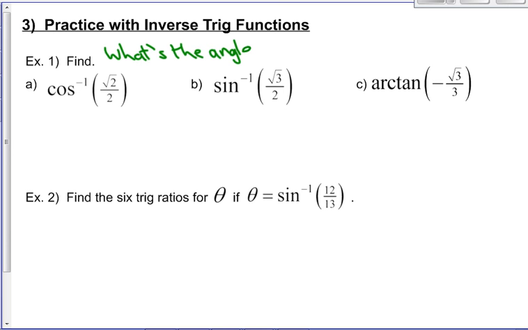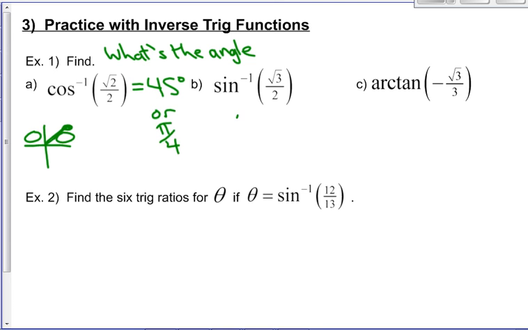So what is that angle with the cosine of root 2 over 2? It's cosine, it's got to be in one of these two quadrants, and it's positive, so it's over here. And I know that the angle that has a cosine of root 2 over 2 is 45 degrees, or you can call it pi over 4.